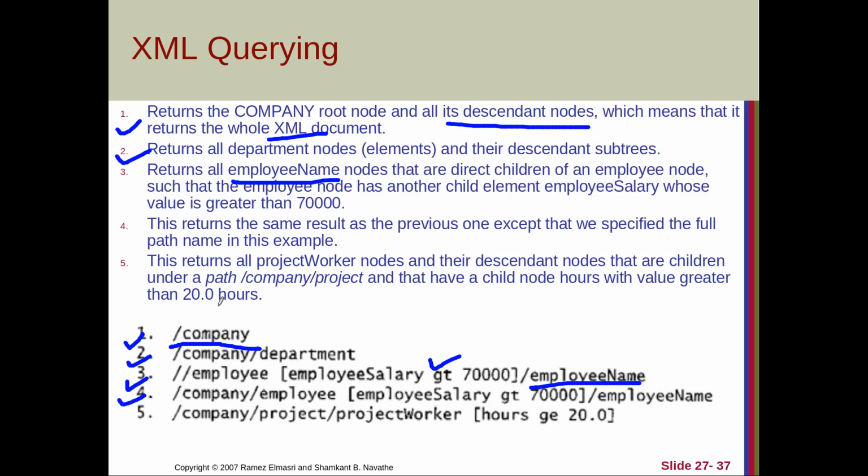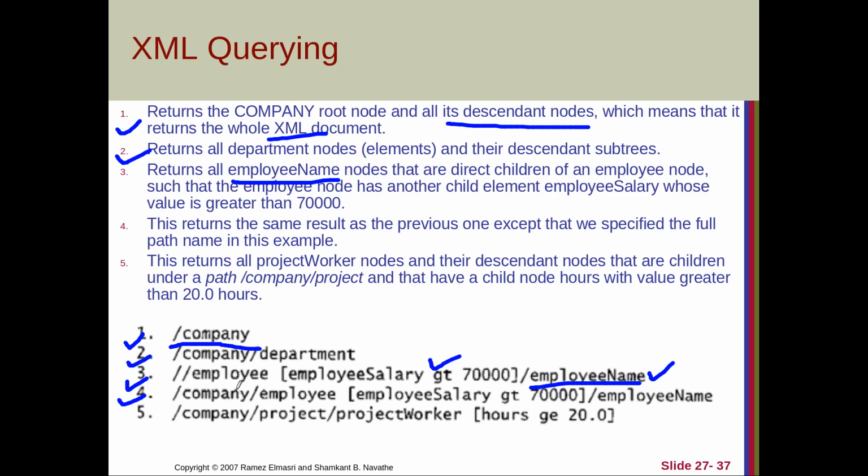It is providing the same result as the previous one. The only difference is that here we are using a single slash, /company/employee. Here we are not providing company alone, but company/employee, this condition, then employee name. That is the only difference. Double slash means it will go directly to employee without referring to company. If you are using a slash employee, it is wrong here.